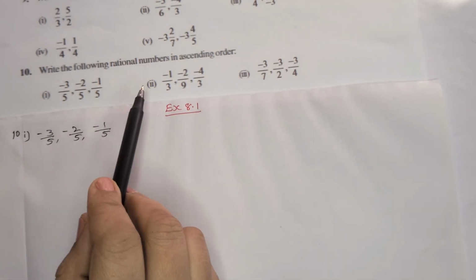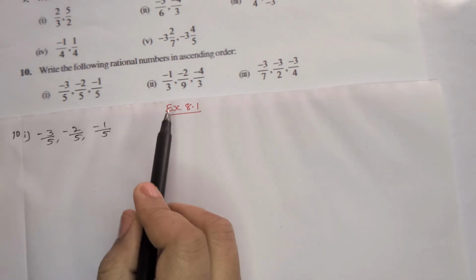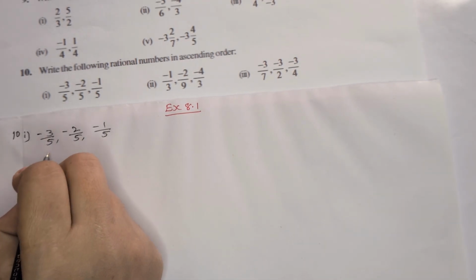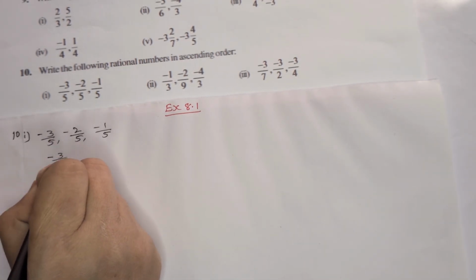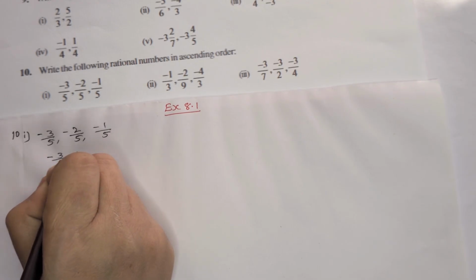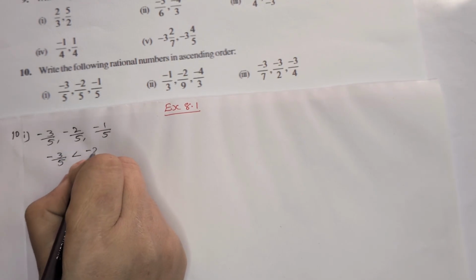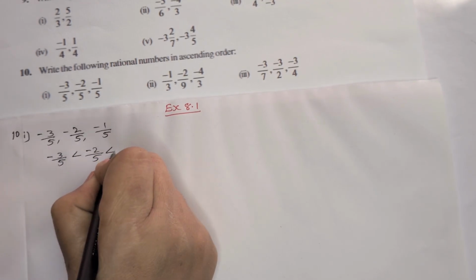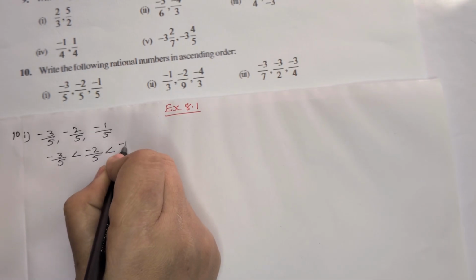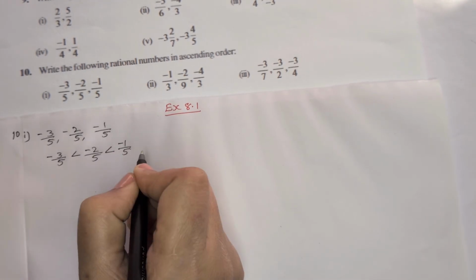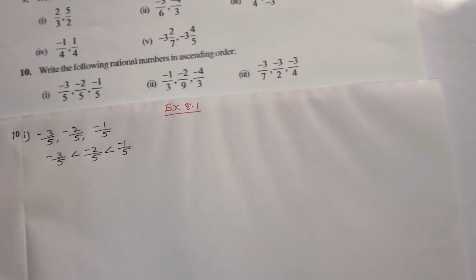Tenth question, write the following rational numbers in ascending order. Ascending means small to big. Here the smallest one is minus 3 by 5, and next is minus 2 by 5, and next the biggest one out of these three, that is minus 1 by 5. So ascending order means small to big.